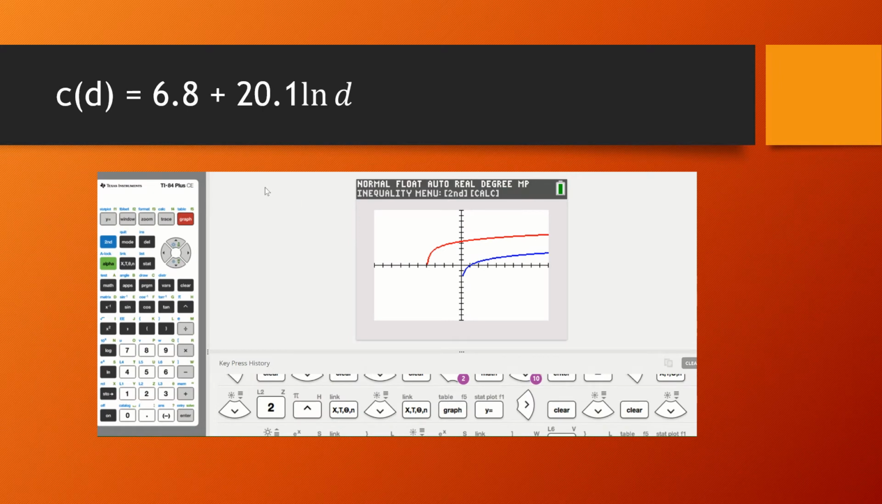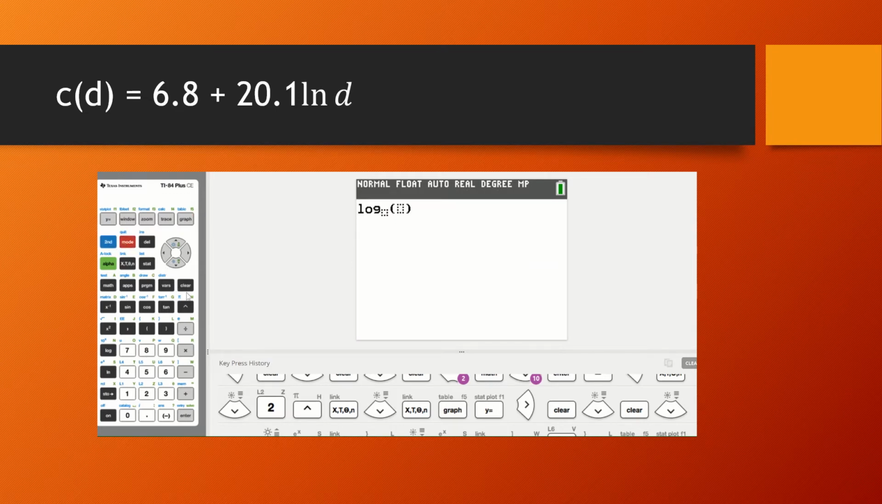All right, so we've got C of D equals 6.8 plus 20.1 times the natural log of D. D represents the number of days, and first we're going to put in 12 for that. So let me quit out of here and take me to my math screen. Let me clear that.